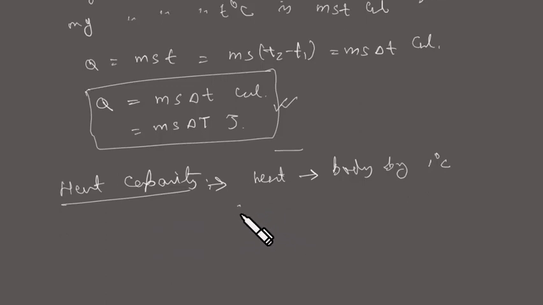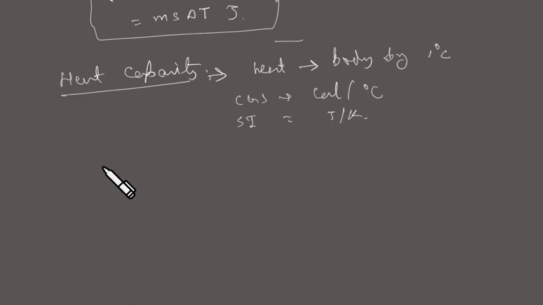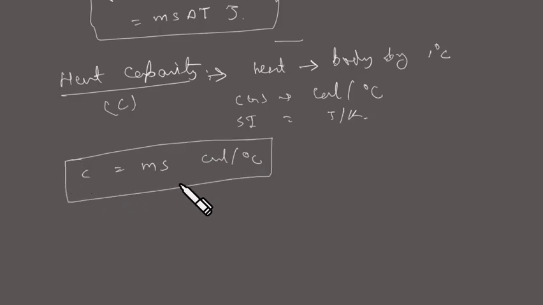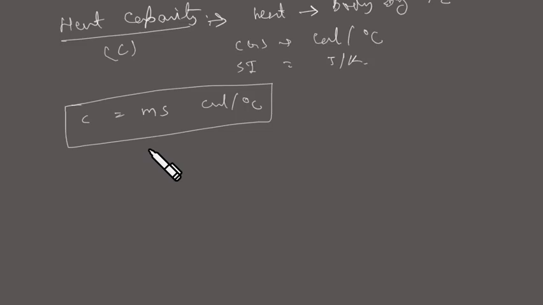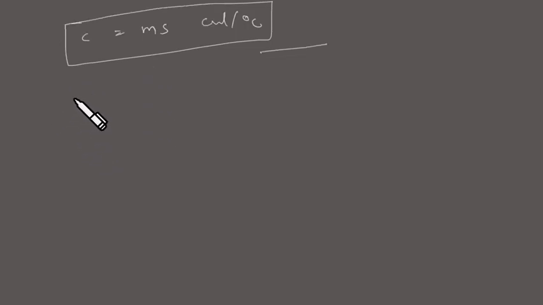The unit, of course, in CGS is calorie per degree Celsius, because it is for 1 degree Celsius. In SI it is joule per Kelvin. The heat capacity is generally represented as C, and it is given as C equals ms. ΔT is 1 here, so simply ms calorie per degree Celsius or joule per Kelvin. That's the equation for heat capacity. The next term we will be talking about is water equivalent.